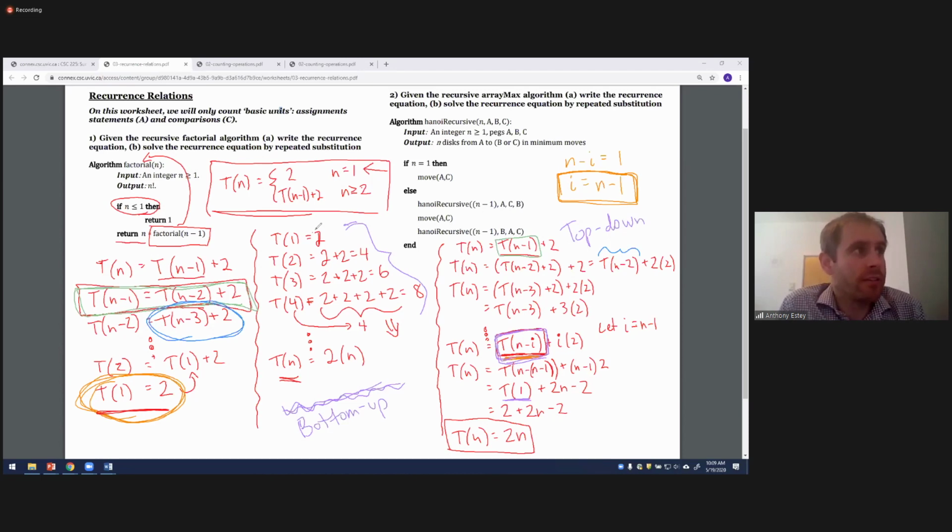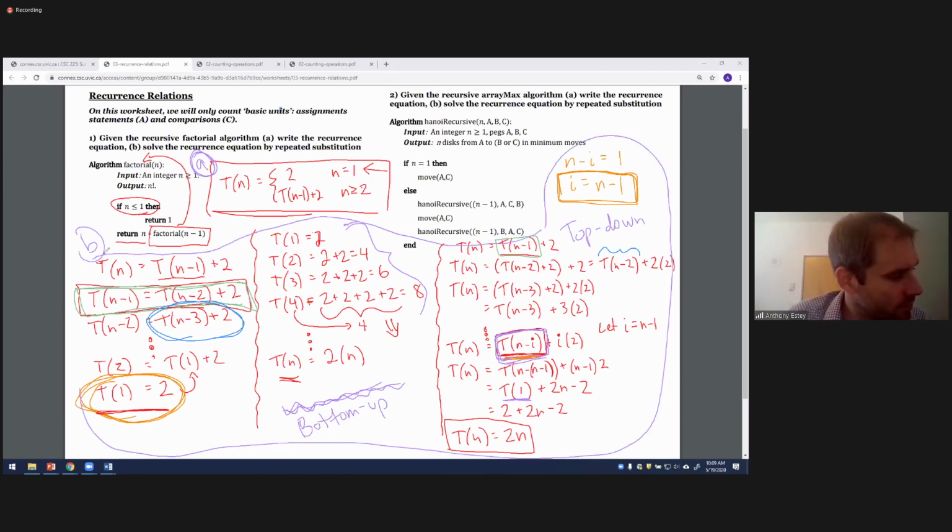Any questions about this? Sorry, this was A up here, and this whole thing down here was all B. A was just writing the recurrence equation. B was solving it, and I showed a bottom-up or a top-down approach.